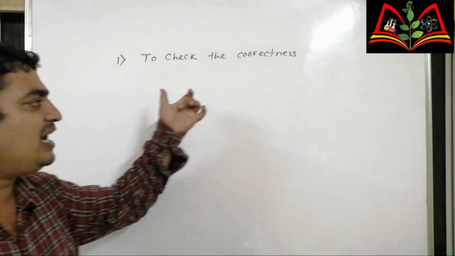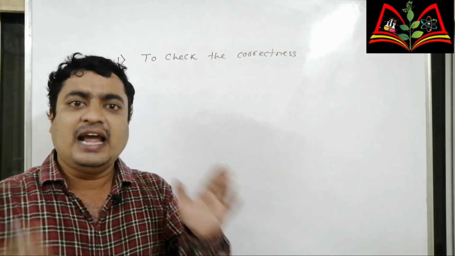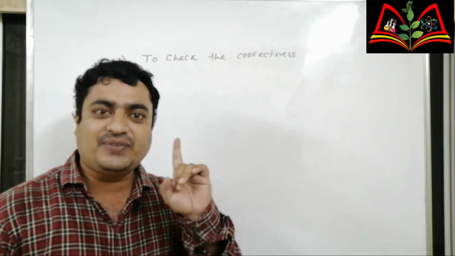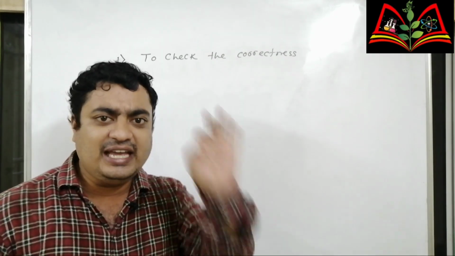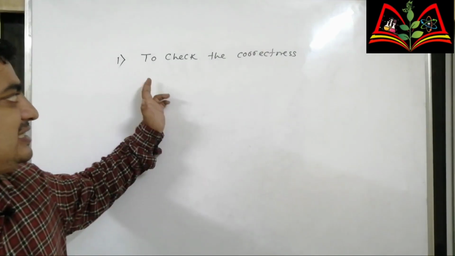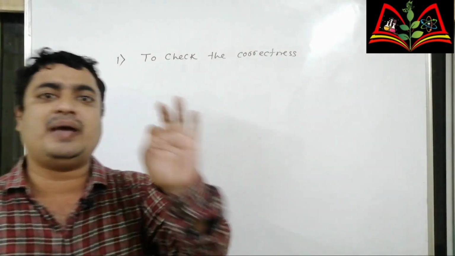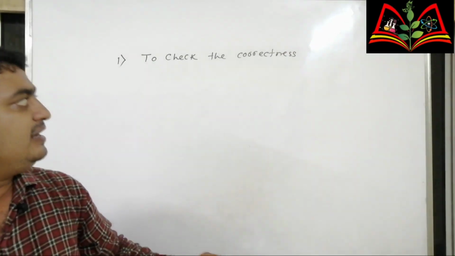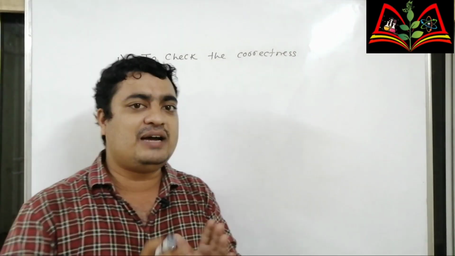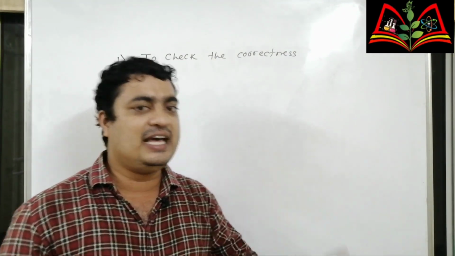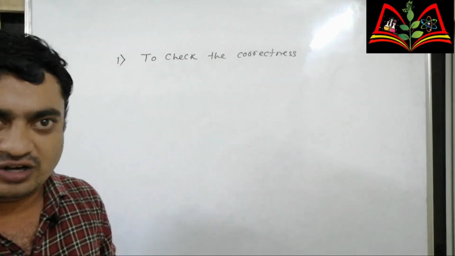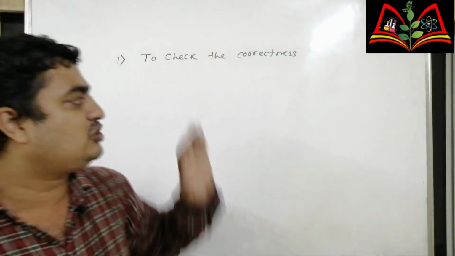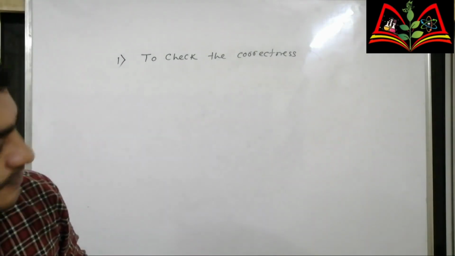We'll identify the terms of the equation and find the dimensions of each term. If each term has the same dimension, then the equation may be correct. But if the terms have different dimensions, then the equation is always wrong. This is the method to check the correctness of an equation.